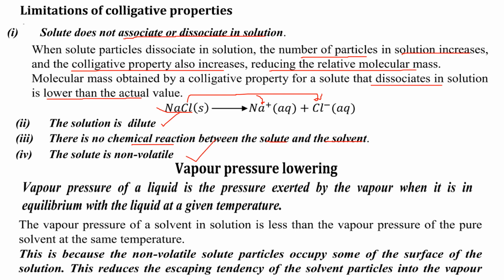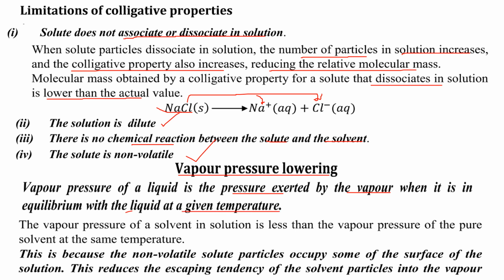Now let's look at colligative property 1 as stated above. So you're going to be looking at vapor pressure lowering. Now what is vapor pressure of any liquid? Vapor pressure of any liquid is going to be the pressure exerted by the vapor when it is in equilibrium with its own liquid at a given temperature.